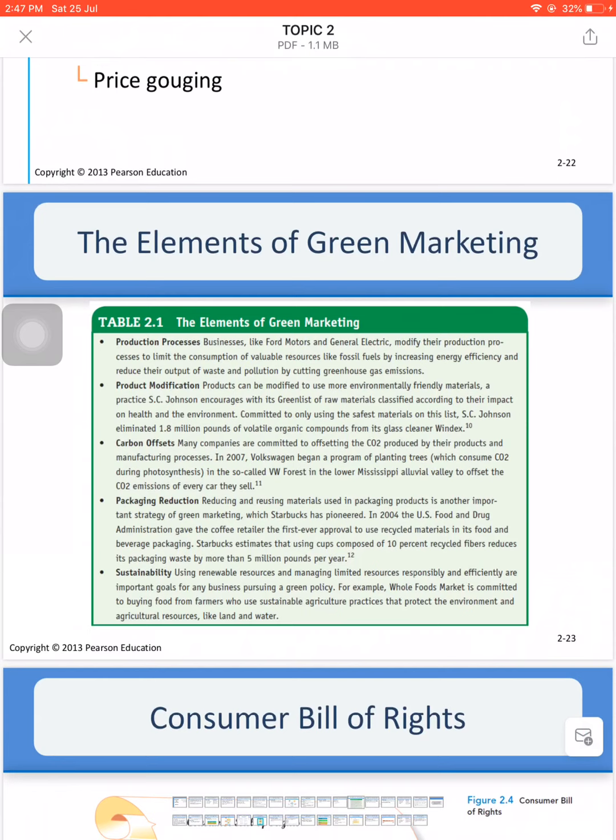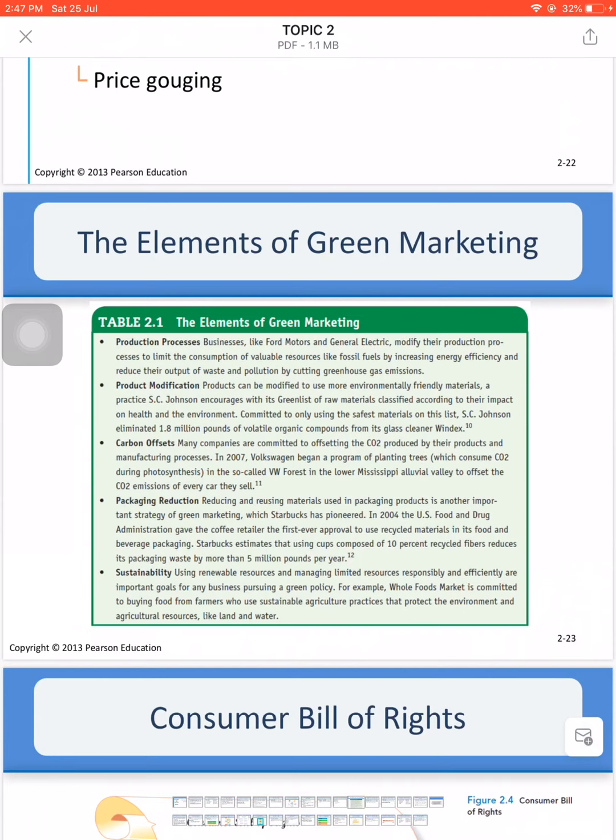The second point is product modifications. Product can be modified to make them more environmentally friendly. One example, contohnya food packaging like polystyrene. Before this you nampak banyak guna polystyrene, but then we modify by using paper packaging or organic materials, which is safer than barang-barang macam polystyrene.